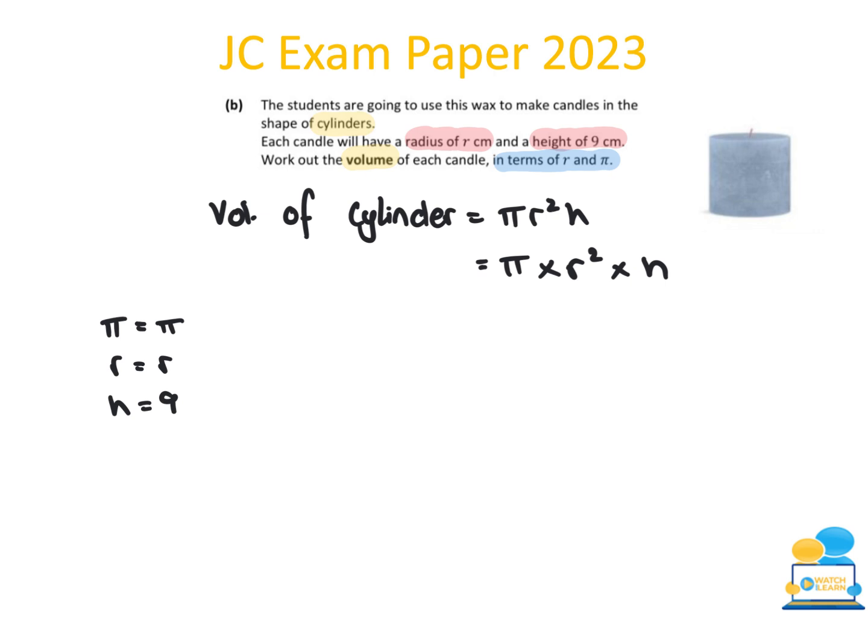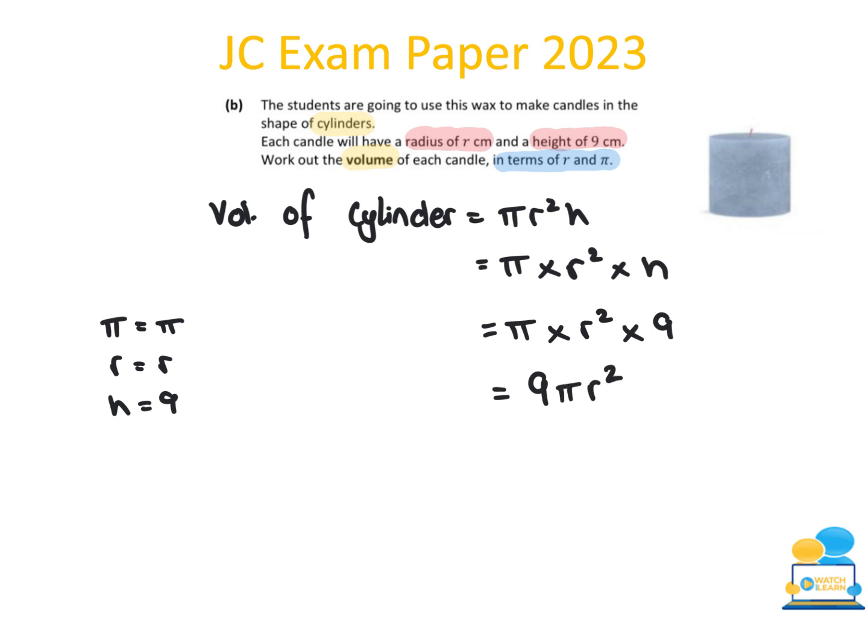So now inputting these values into my formula, pi, I'm just going to use pi again. r is just going to be r squared, and then multiplied by h, which is 9. So if I can tidy this up as best I can, pi multiplied by r squared would be pi r squared, and then pi r squared multiplied by 9, we can just put the 9 in front and write it as 9 pi r squared.